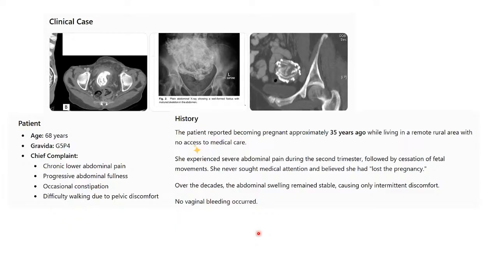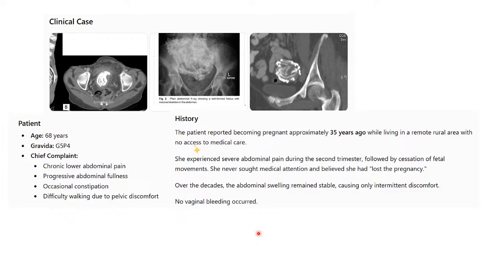The examination: blood pressure was normal, afebrile, with an irregular pelvic mass, portable, non-tender, uterus difficult to define separately. The laboratory tests: CBC normal, CRP normal, pregnancy test negative, renal function normal.